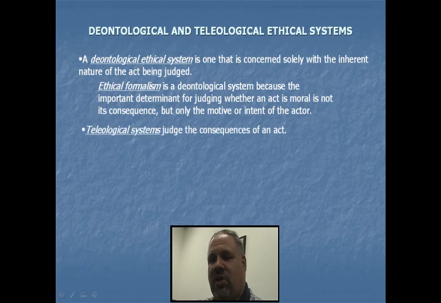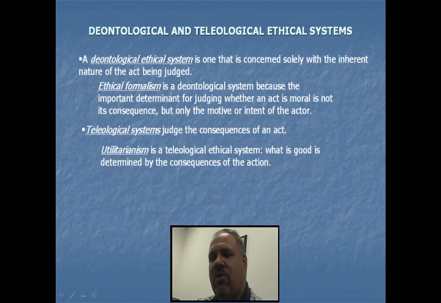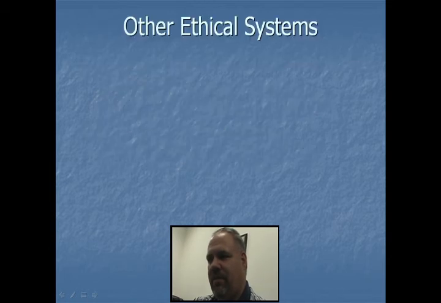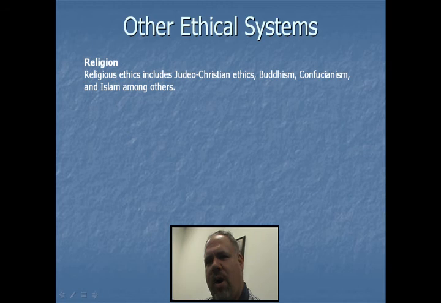Teleological systems judge the consequences of an act. Utilitarianism is a teleological ethical system. What is good is determined by the consequences of the action. There are also other ethical systems. The first one being religion. Religious ethics includes Judeo-Christian ethics, Buddhism, Confucianism, and Islam.